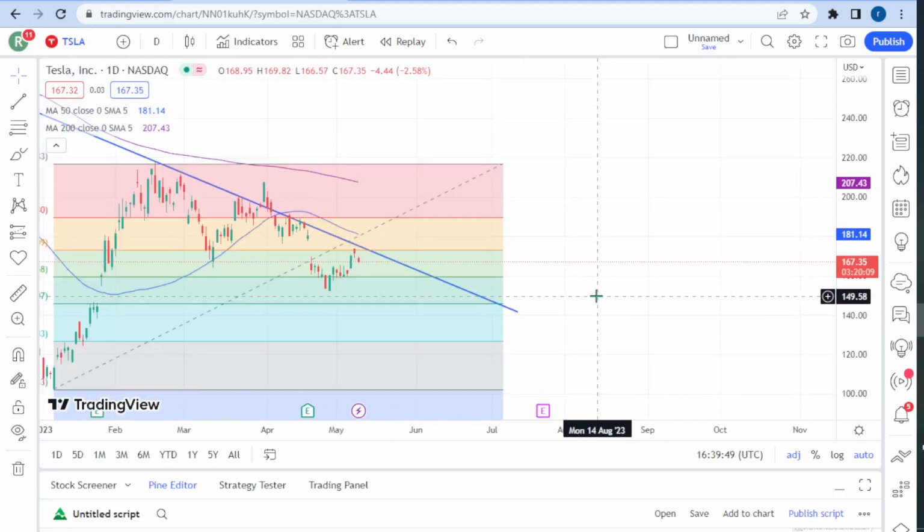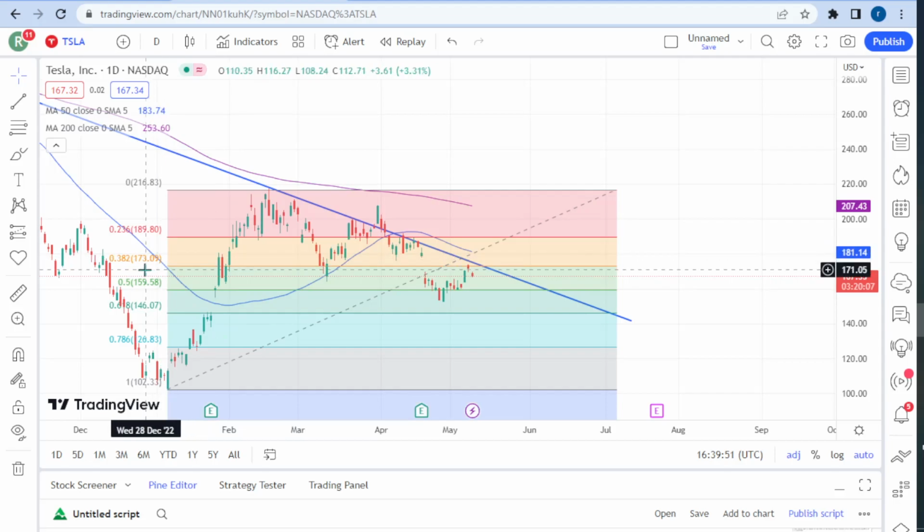So what do we notice right here? We can see that we have this 173-ish area that also coincides with this resistance trend line right there. So you can see that this was a pretty good area for bears to be shorting, and they did that. Once we hit this 173-ish level, they shorted this to hell, and now it's at 167.44. So, you want to pay attention to that.